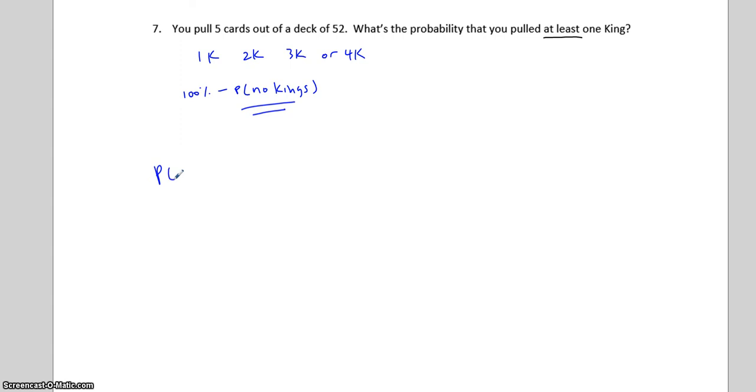So the probability of no kings. For probability, when we have equally likely outcomes, we go to this fraction approach: the good outcomes divided by the total outcomes. In this case, the total outcomes would be all the 5 card hands we could pull out of a deck of 52 cards. There's 52 cards to choose from, and we're choosing 5 from the deck. So that would be the total hands here.